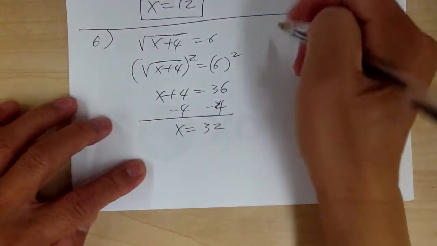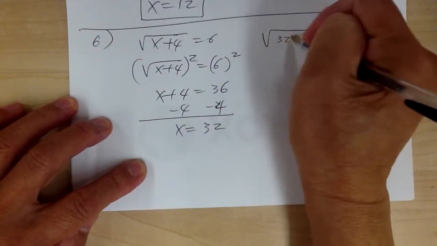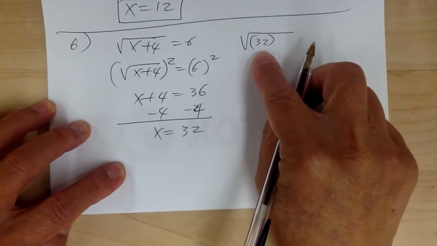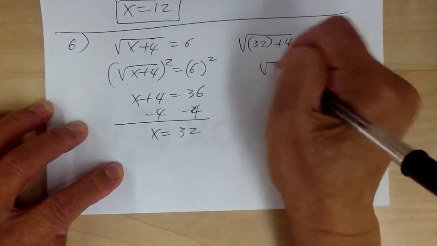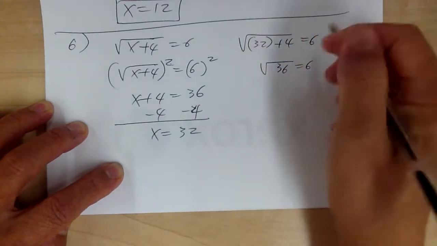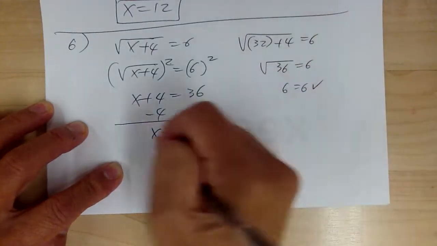But check your answers. So square root of 32. So again, whenever you substitute, put in parentheses. So you got square root of 36 equal to 6. 6 equal to 6, check. So this is good.